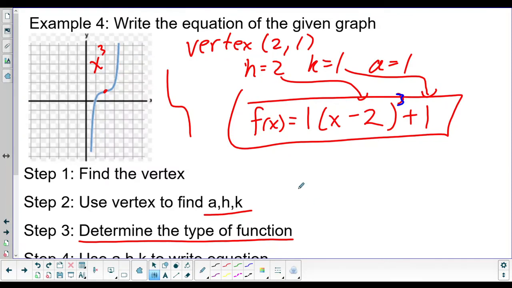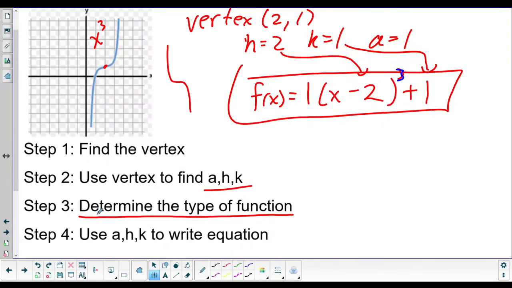So if you guys have any questions about that, please ask me. I understand that this is kind of a lot, and this writing the equation from the graph is new to us. But if you follow these 4 steps, you should be okay. But as always, if you need help, please let me know. I would be happy to assist you.